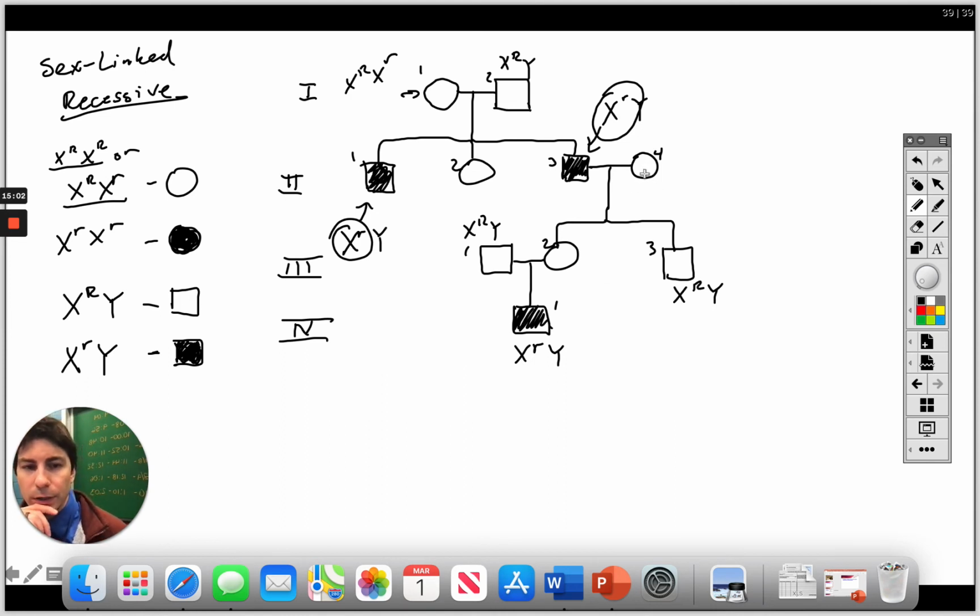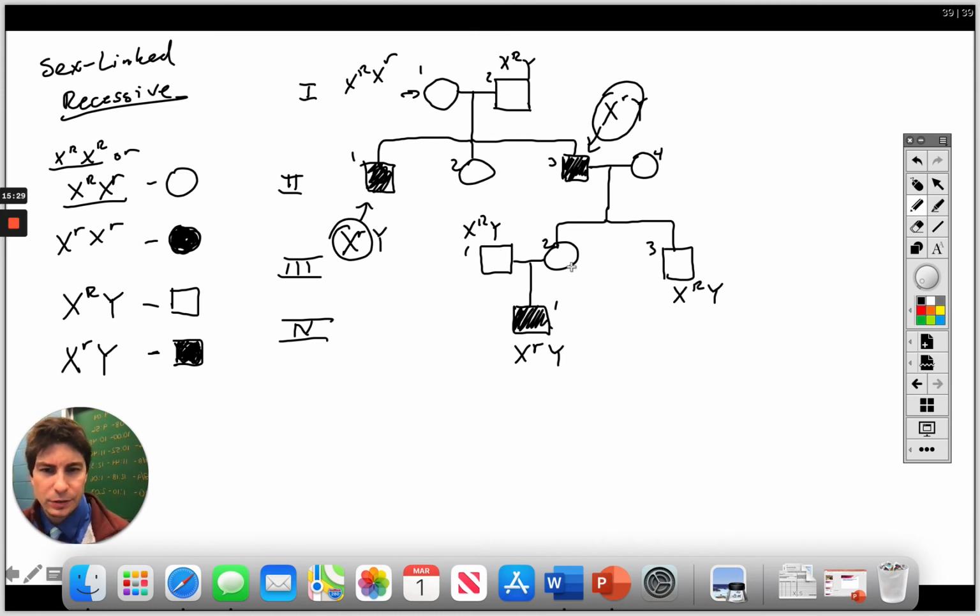Number 4 over here. All right, this one's a little bit tricky. This one, the male is X little r Y, okay? The male over here is X big R Y. So we know that this female has at least one X big R. Okay, we don't know if it has 2 or not.